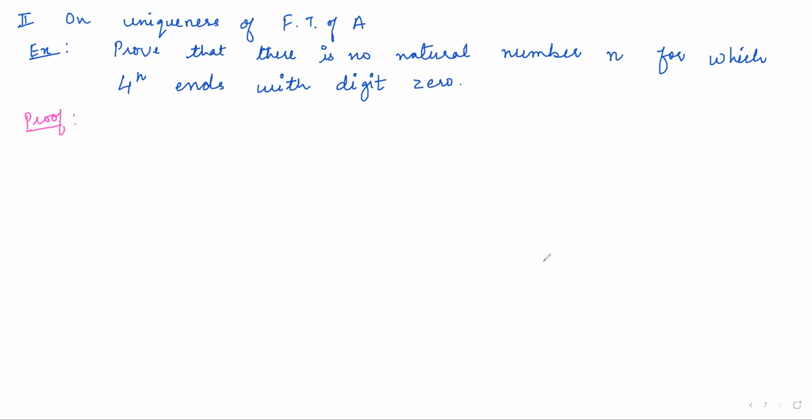For example, 4 to the power 1 will give you 4. 4 to the power 2 is 16, right? 4 to the power 3 is 16 into 4, so you'll get 64, and like that. So you can see there is no 0 in the end. So you have to prove this thing. Got it? Right.